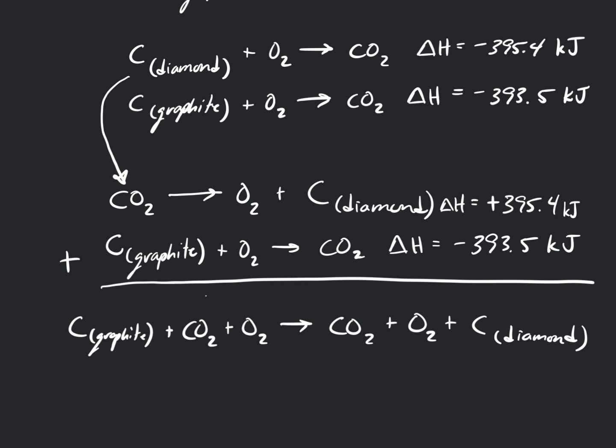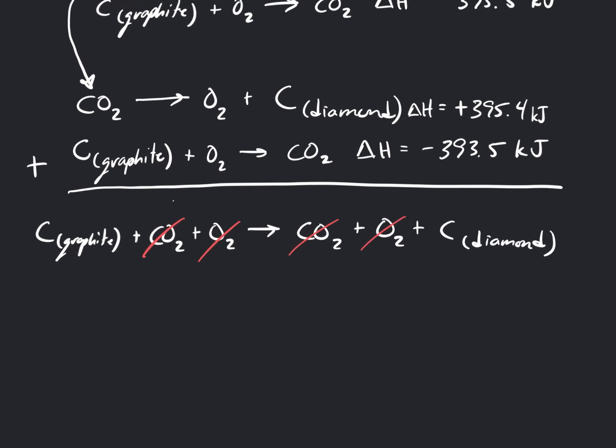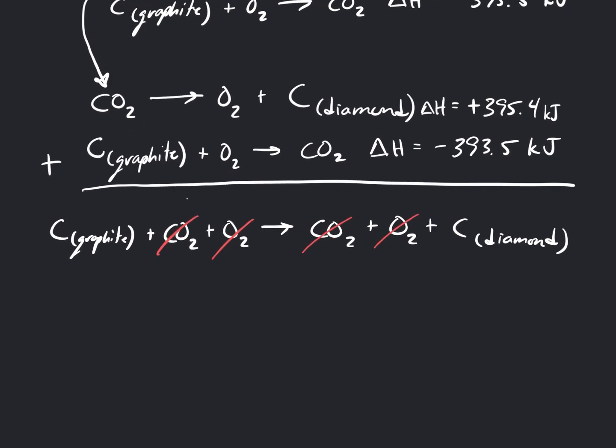You might immediately notice that some of these things are going to cancel out, right? On both sides of the equation, I've got CO2. On both sides of the equation, I've got oxygen. And what I'm left with here is graphite and diamond. Graphite, C, graphite makes C, diamond.